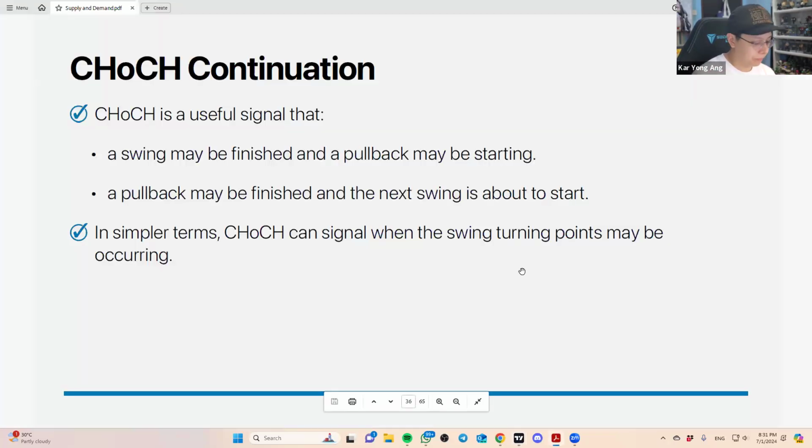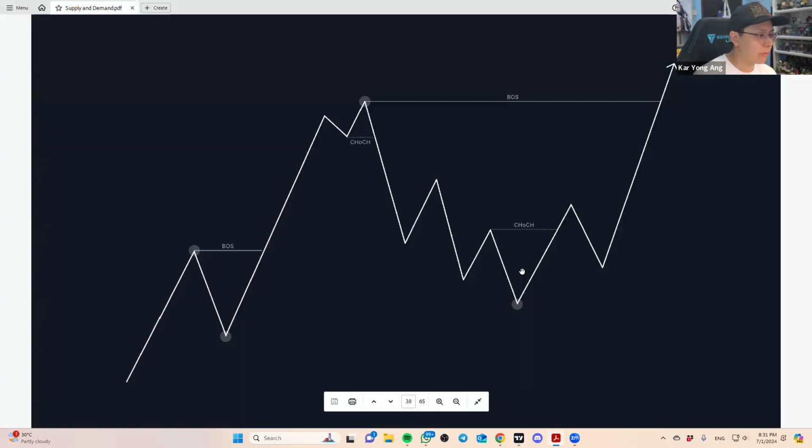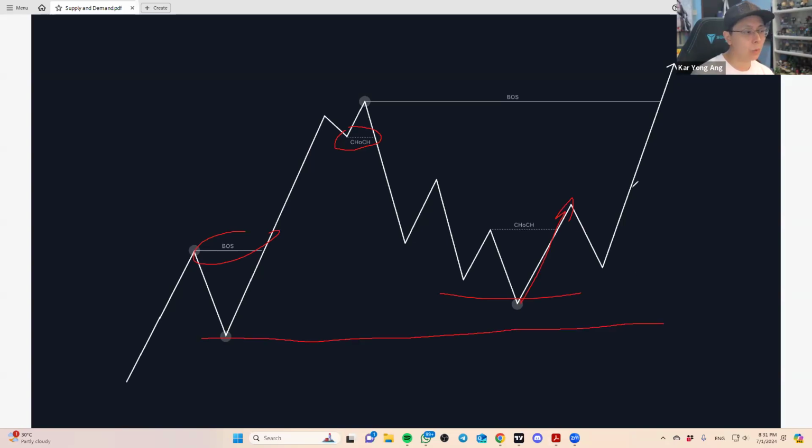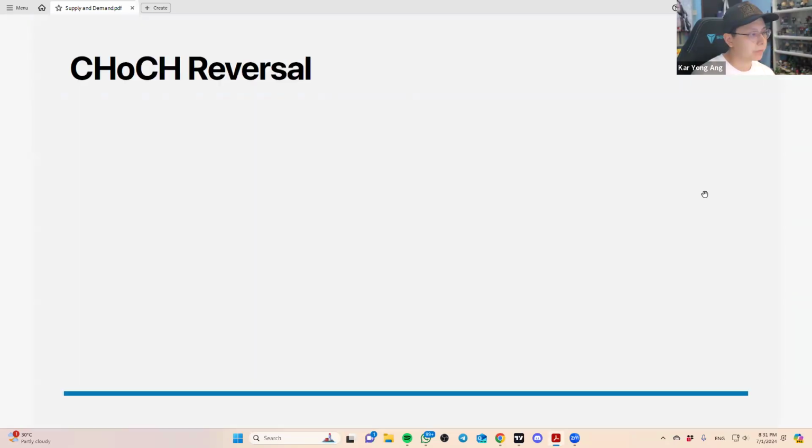Okay, so this one here, pretty straightforward, right? So this one is basically what I illustrated on the chart just now. After a break of structure, we expect a pullback. How do we know the pullback is starting? We have a change of character. How do we know the pullback has concluded? A change of character. But overall, as long as price remains above this swing low, we are bullish. So that's the principle behind it.